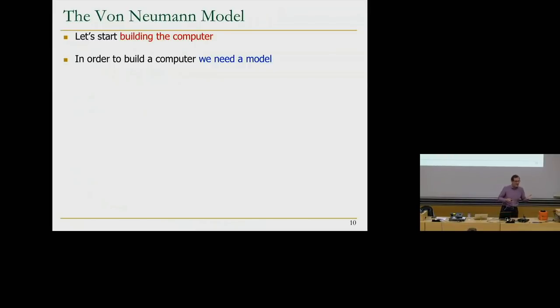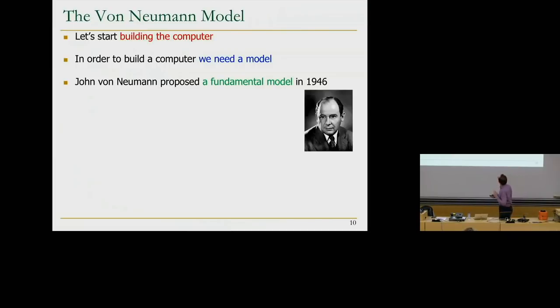So we're going to take the von Neumann model as an example, and this is a fundamental model that was proposed by John von Neumann. Who knows the name John von Neumann? That's good. Hopefully everybody will know by the end of this lecture. And that's him. He basically built a lot of the principles of computer architecture.